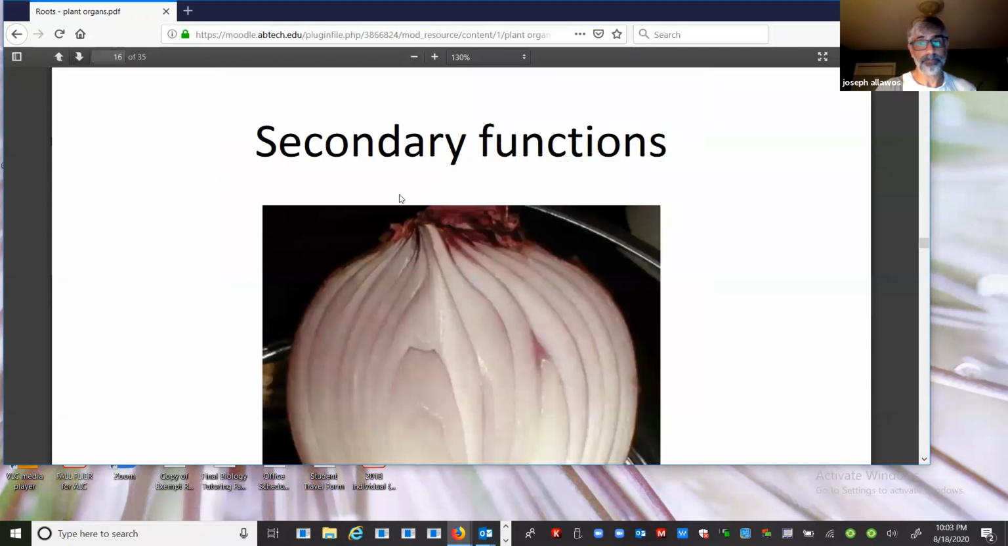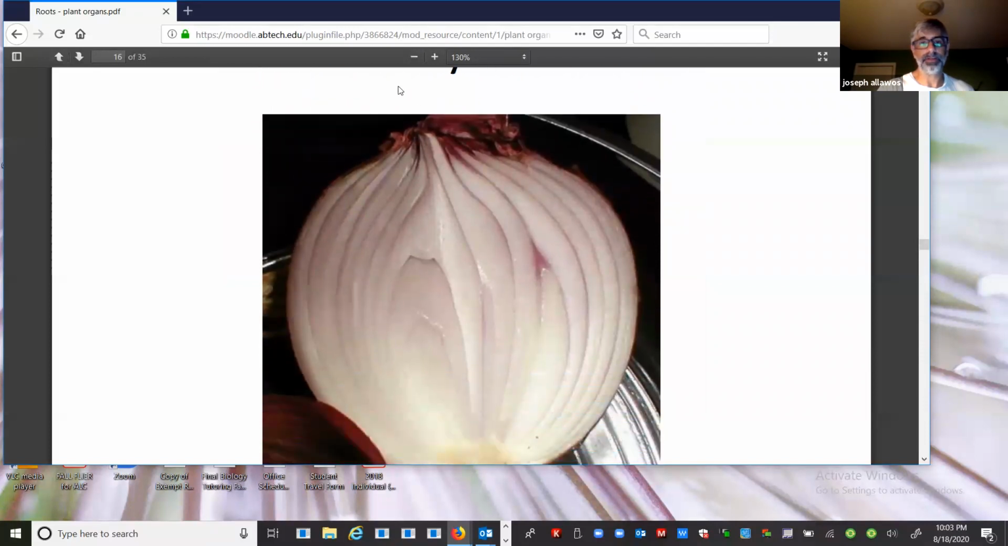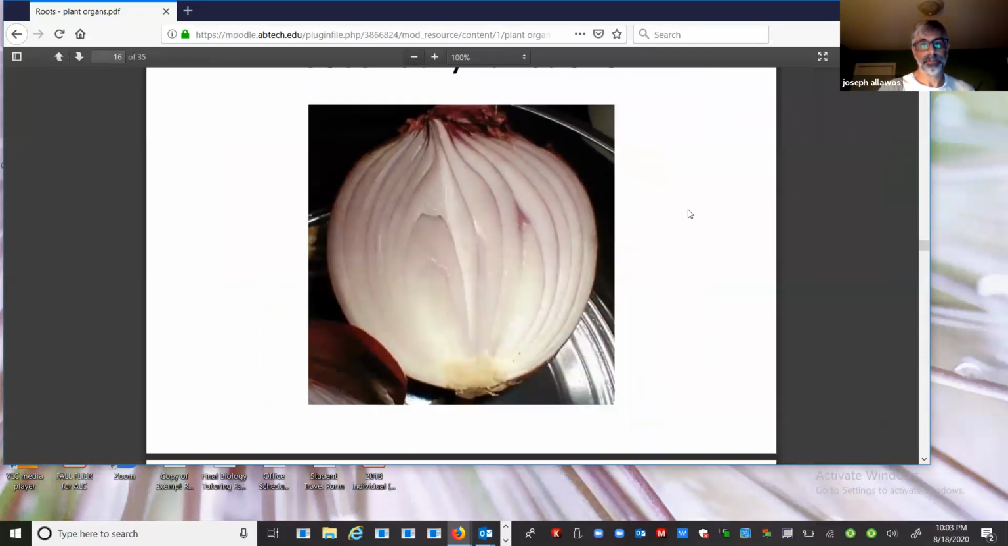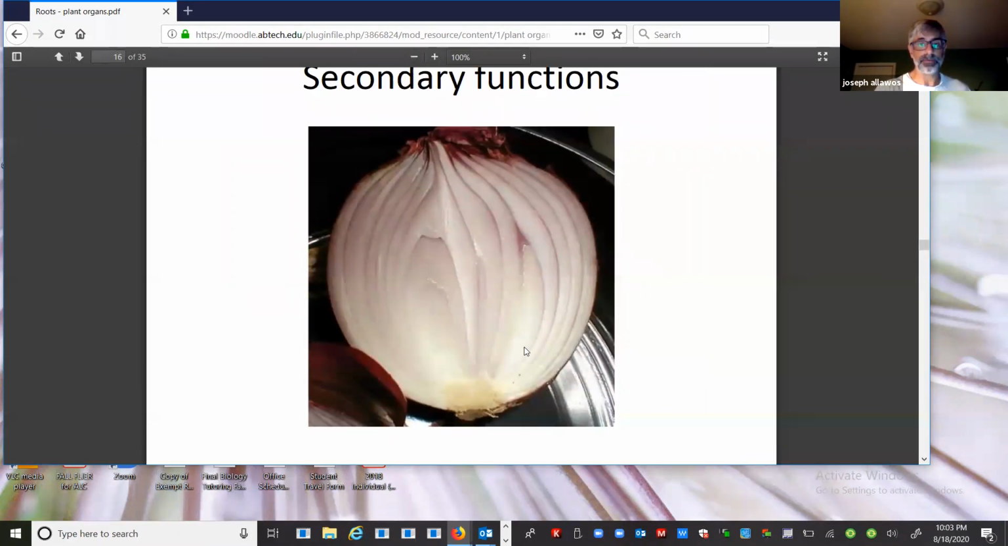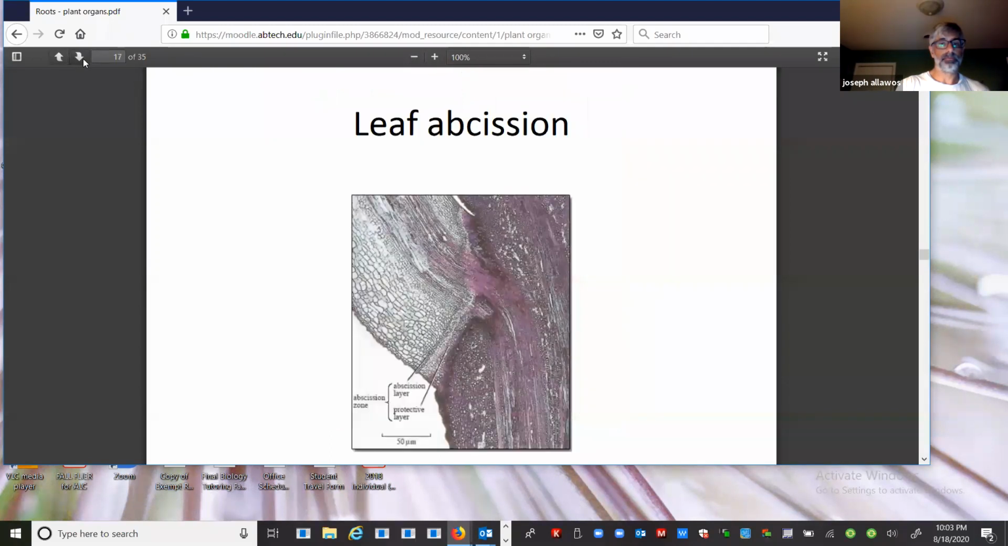We'll be done. What about secondary functions of leaves? Well, believe it or not, what's an onion? An onion, these are storage leaves. And so we had storage roots, we had storage stems. Now, onions and garlic, really good example of storage leaves. There's the stem of the garlic. It's not really very much of a stem right there. And then these are the leaves, okay? So we have storage leaves.